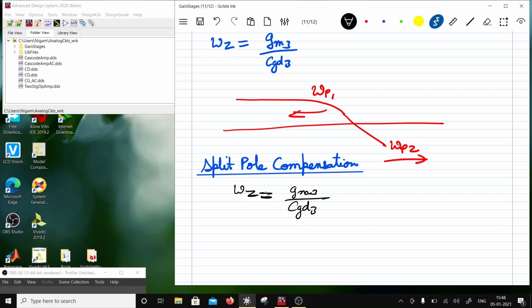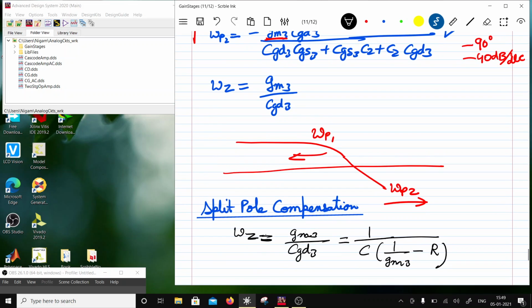Now, if I introduce an RC, which I will cover later on in another module, then my pole would be C, whatever is your compensation cap. So I would not put CGD3 here, I would put C because it is different from CGD. C times 1 over GM3 minus R, which will be the R which I introduced on the gain stage.